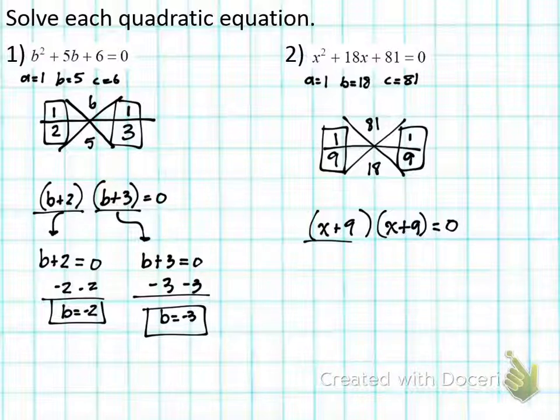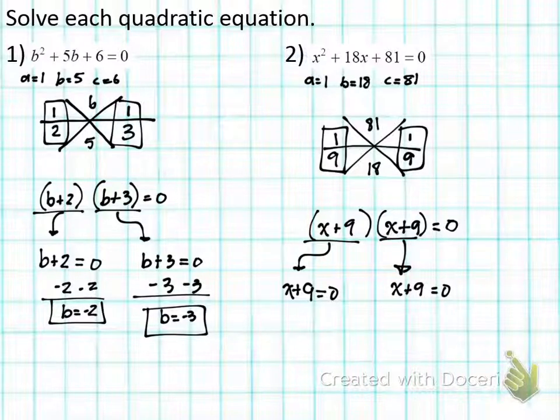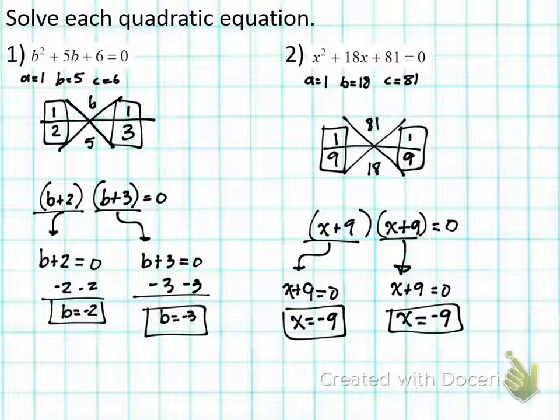So take each of these now, take each parenthesis, and we're going to set them equal to 0. So we have x plus 9 is equal to 0 and x plus 9 is equal to 0. Bring that down here. So x is equal to negative 9 here, and x is equal to negative 9. So it's the same answer twice, right? Does that make sense?